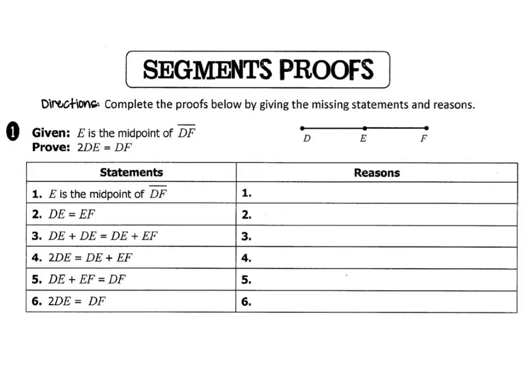Our first segment proof, we are given that E is the midpoint of DF. We've got our diagram. E is the midpoint of DF. We want to prove that 2 times the measure of DE is equal to DF. So, first thing we want to do is start by listing out our given information, that E is the midpoint of DF. And we know that the reason for this is it's given.